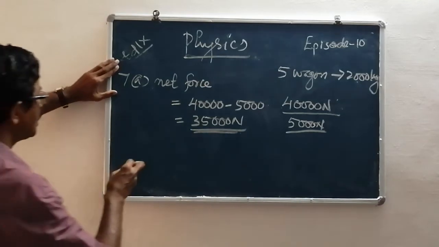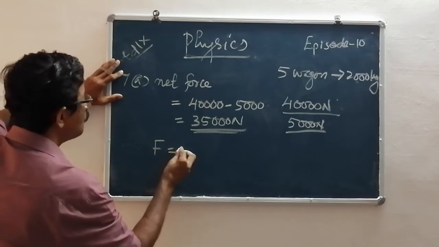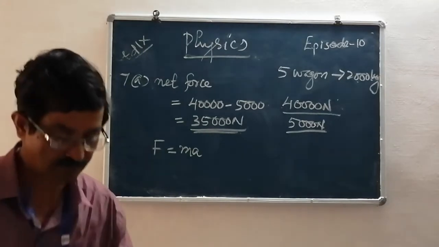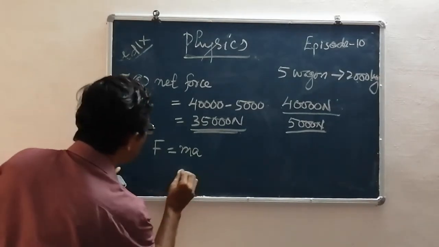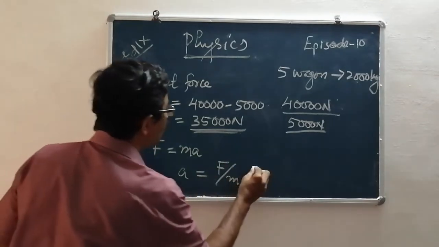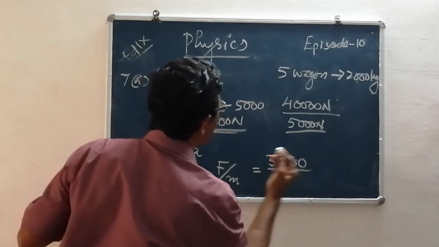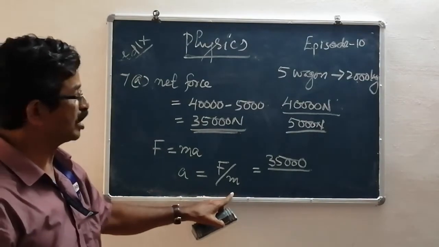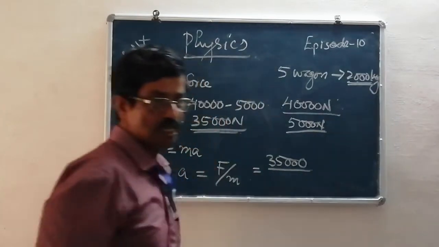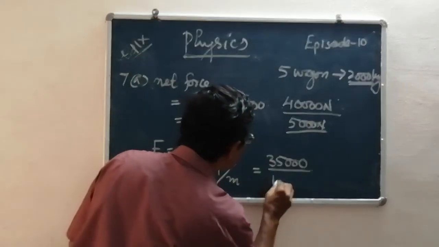And second question, the acceleration of the train. From the second law, F is equal to ma. We want to find out acceleration. From this relation, acceleration a is equal to F by m. That is equal to F here 35,000 divided by m. m means mass of the 5 wagons. Mass of one wagon is 2000 kg. In that way 5 wagons comes to 10,000.